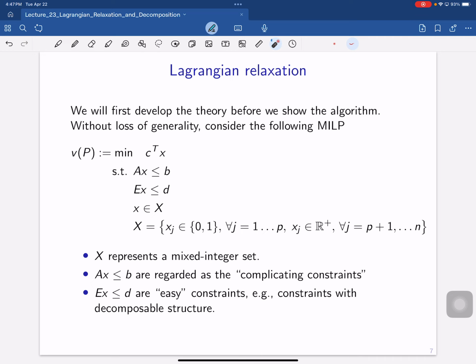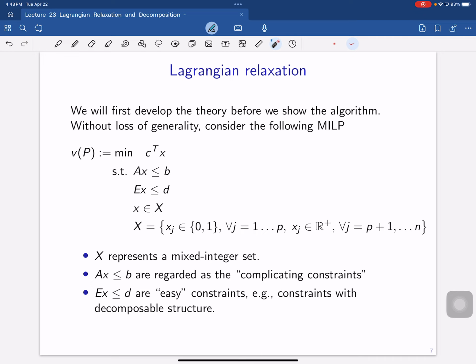And then you have two sets of constraints, Ax less than or equal to b, and Ex less than or equal to d. These are just general linear inequalities that can occur in different applications. In the applications we just defined, you can think of Ax less than or equal to b as the complicating constraints. In the stochastic programming case, they represent the so-called non-anticipativity constraints. And in the machine assignment problem, Ax less than or equal to b represents the assignment constraints.